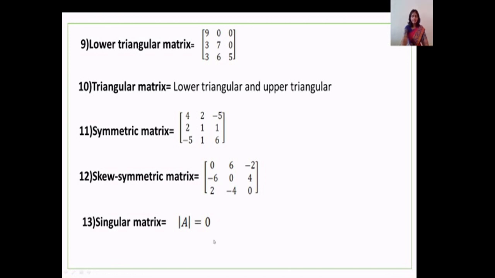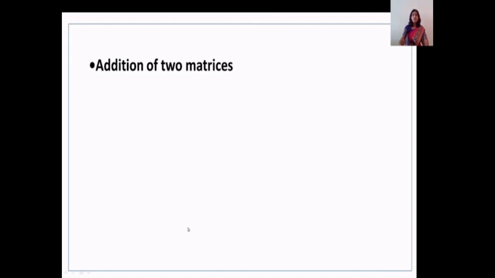Non-singular matrix. Then next is addition of two matrices.